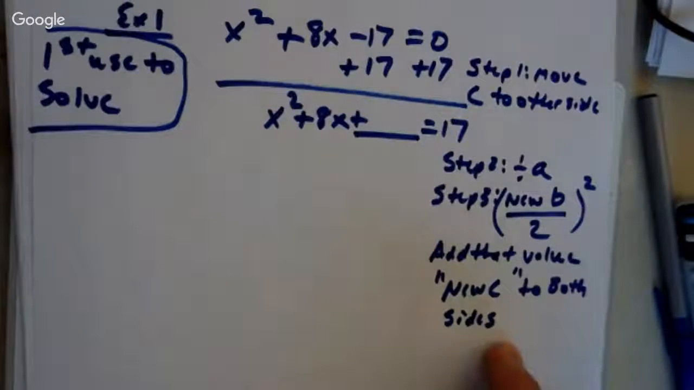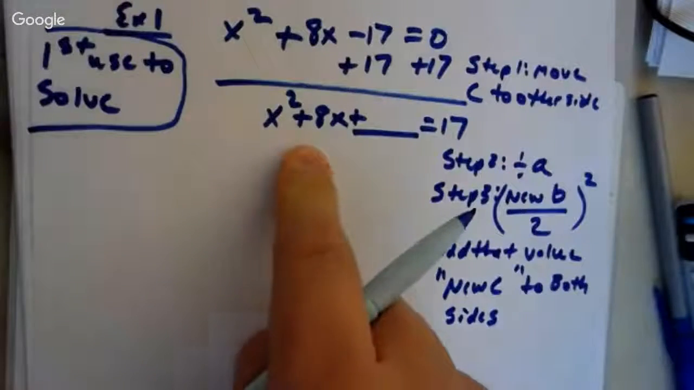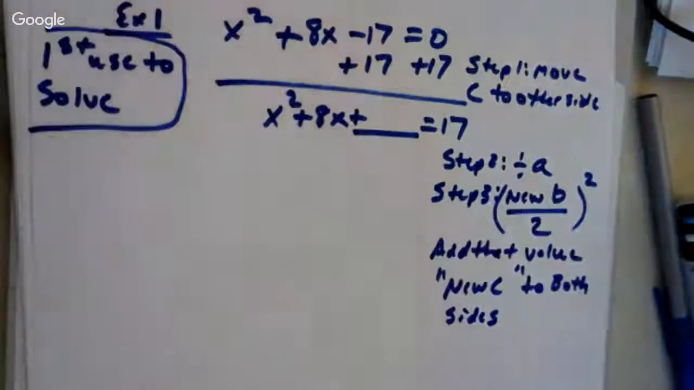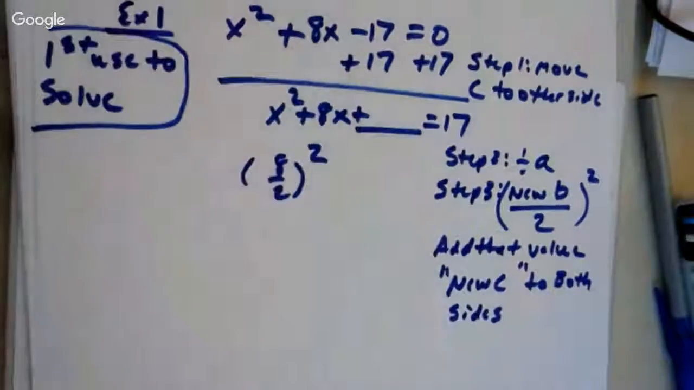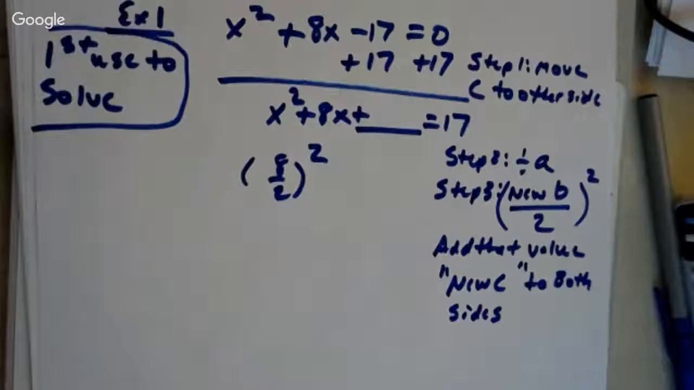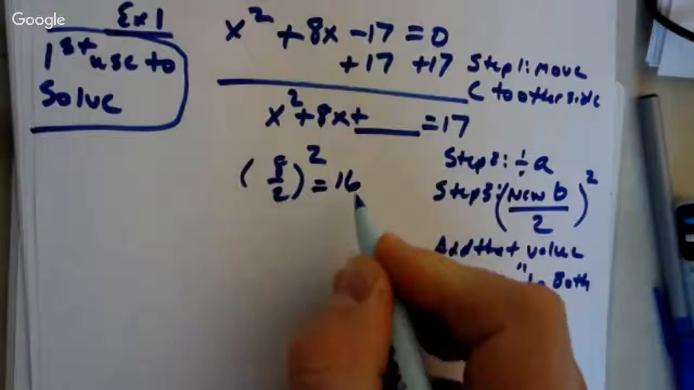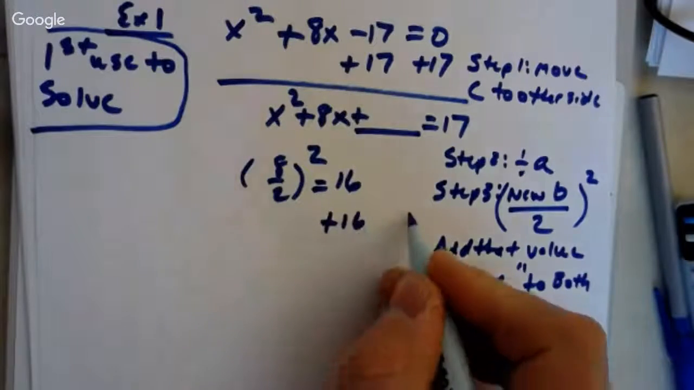Next question. So I'm going to add that new c to both sides. In this case, what's new b equal to? Well, the same as old b, which is 8. So I'm going to take 8, divide it by 2, and square it. Now, you're really smart. Do I square or do I divide first? Divide. What's 8 divided by 2? What's 4 squared? 16. So I'm going to add that to both sides.